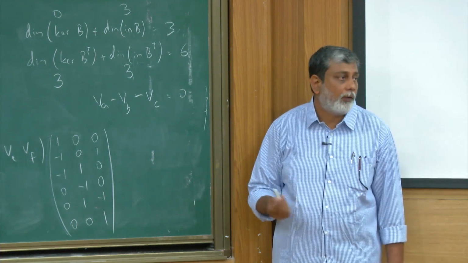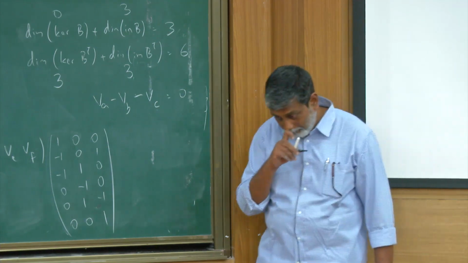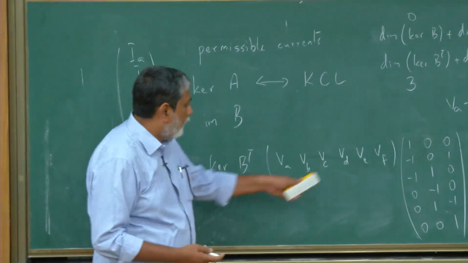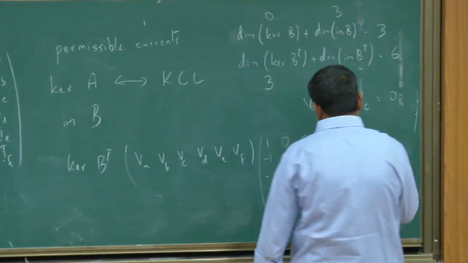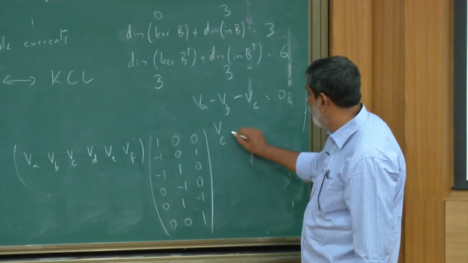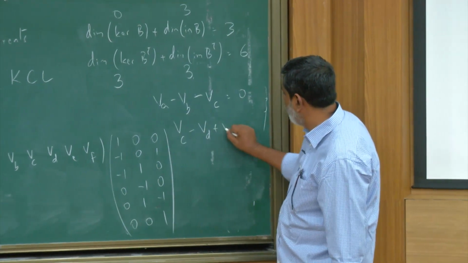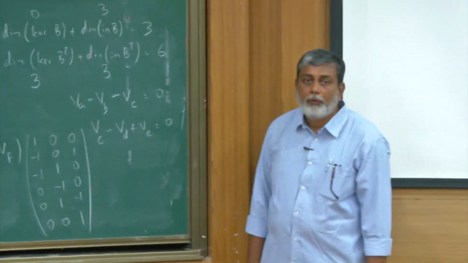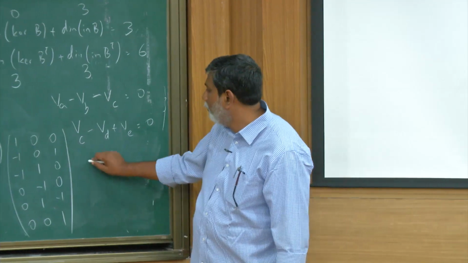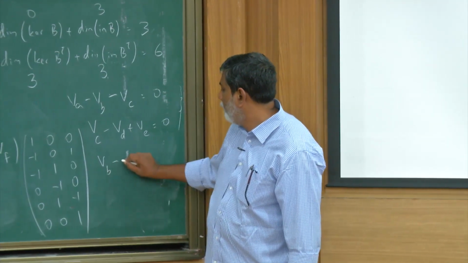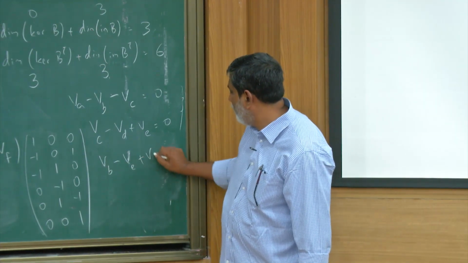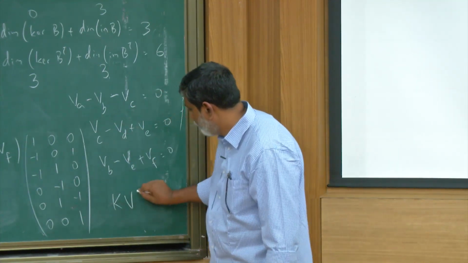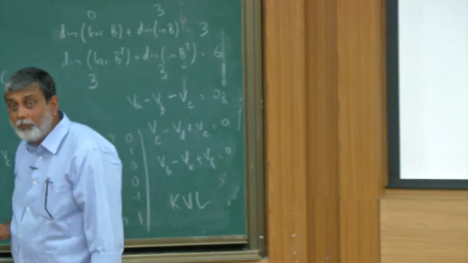Okay, the drop across a loop must be 0. When you multiply the second one, it tells you Vc minus Vd plus Ve equal to 0. And the third one tells you Vb minus Ve plus Vf equal to 0. And these are the Kirchhoff voltage laws.